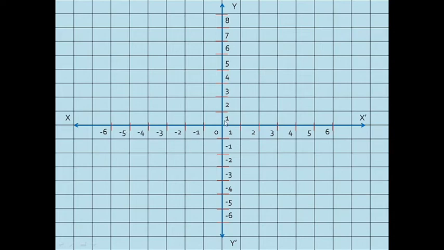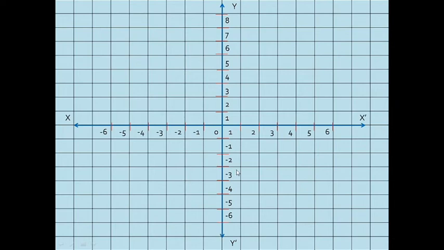Then on the top of the origin, that is on the y-axis, we write all the positive values, and downside, at the bottom of the origin, we write all the negative values on the y-axis.